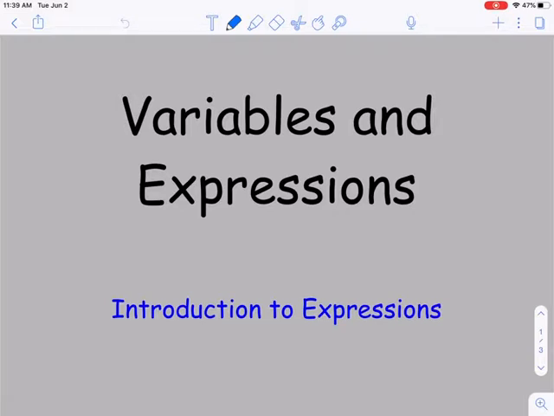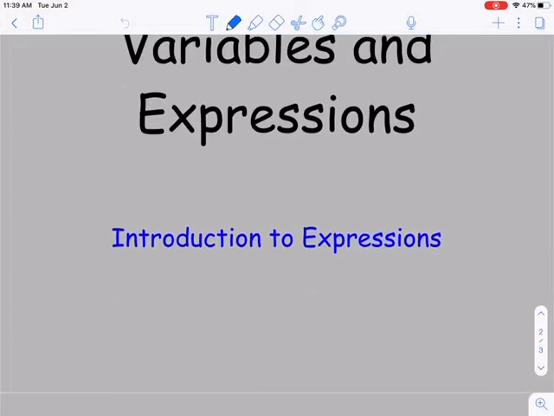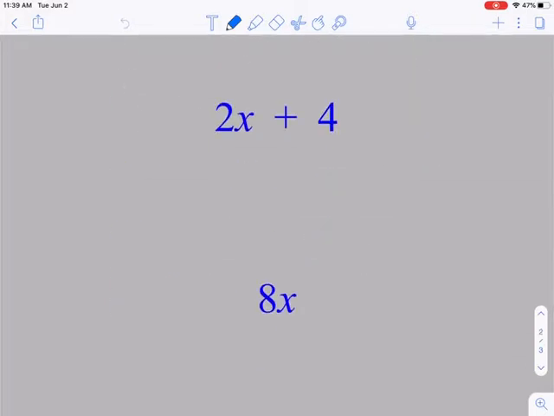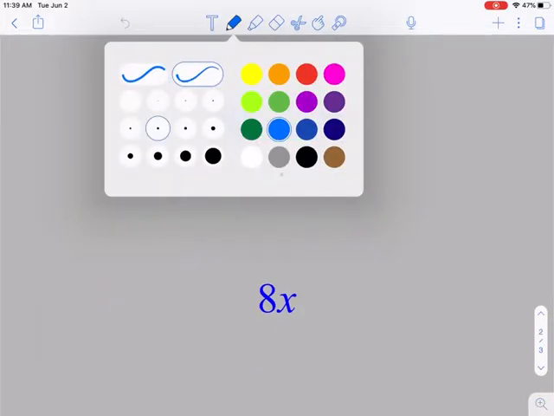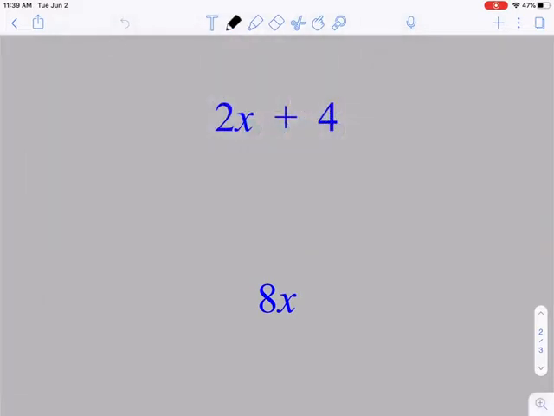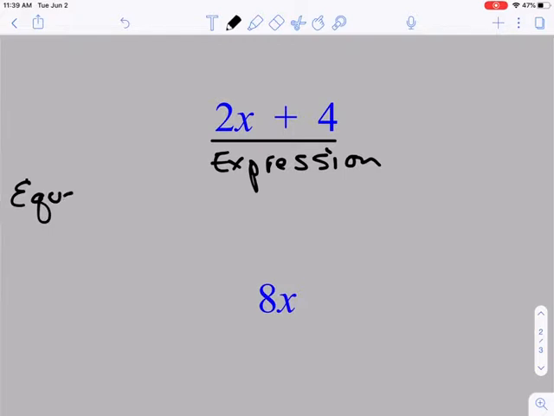So let's look at some things and let's talk about what they're called, so that we have an understanding on that. So this first thing I have written up here, this 2x plus 4, this whole thing is called an expression. Now there's two big terms you're going to hear a lot. You're going to hear expressions, and you're also going to hear about something called equations.